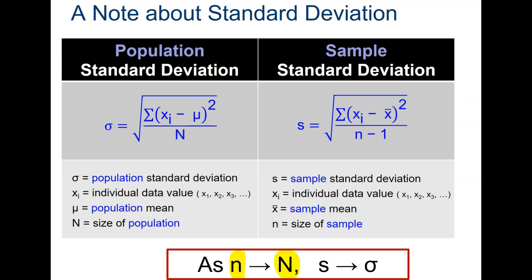So as the number of samples that you take approaches the number in the population, your sample standard deviation approaches sigma, which is your population standard deviation. So the more samples you take, the closer you get to the population standard deviation. They become similar. Let me try that again. So as the number of samples approaches the number of members in the population, the sample standard deviation approaches the deviation of the population.